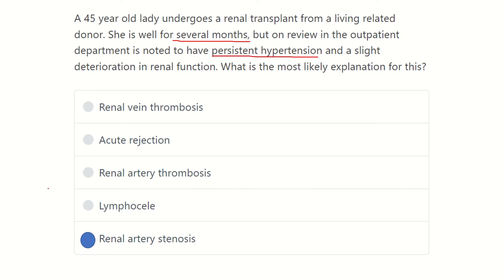In other cases, renal artery thrombosis usually occurs suddenly, and if it occurs suddenly, hypertension usually does not develop. Acute rejection occurs within 6 months, but here persistent hypertension is present. Acute rejection has other features too, so it is not compatible. Renal artery thrombosis occurs suddenly, so it is not an option. And in lymphocele, there is swelling at the graft site and swelling of the ipsilateral leg. So our final answer is renal artery stenosis.